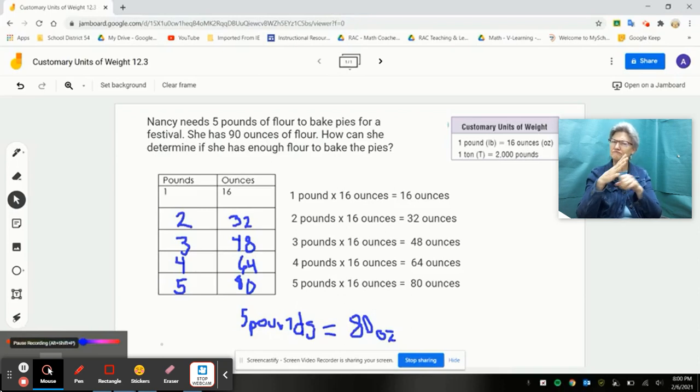So if she has 90 ounces of flour, how can she determine if she has enough to bake it? Well, she needs 5 pounds of flour to bake the pies, but she has 90 ounces. So does she have enough? She does, and she even has some to spare.